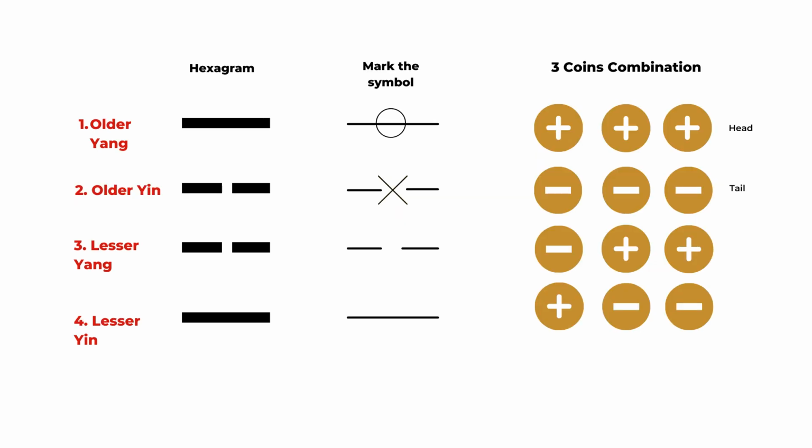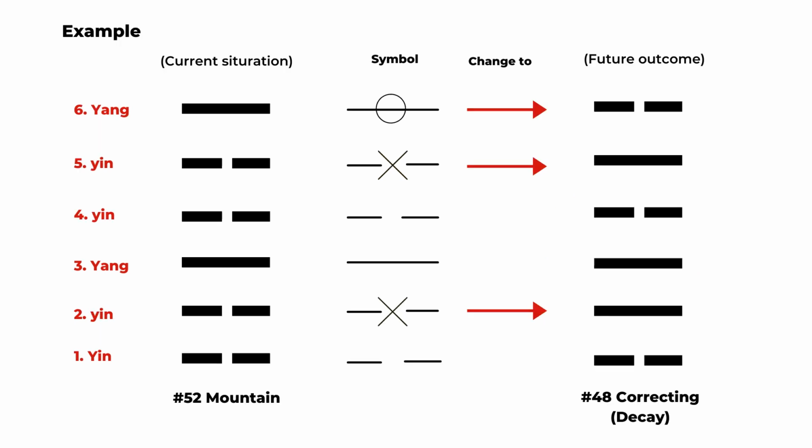First, you throw the 3 coins and you come up with a combination. You can record the result in the bottom line. It's either yin or yang, or the older yin or the older yang. And you can throw the 3 coins again and come with the second combination, either yin or yang, or the older yin or the older yang. And we just keep repeating that 6 times, so we come up with 6 lines.